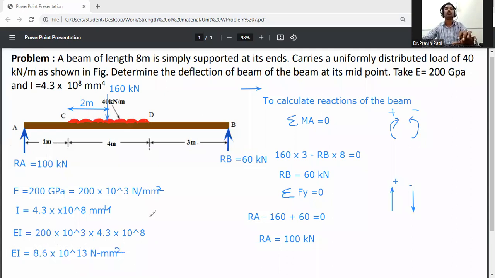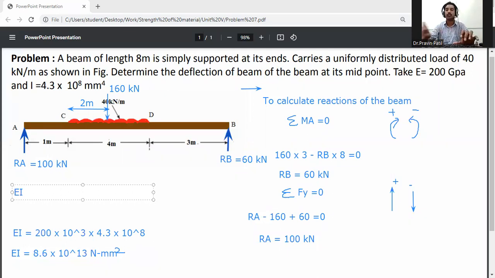Convert it to kilonewton per meter square. Okay. So EI is equal to 8.6 into 10 raised to the power 13. This one is Newton per mm square, so we need to convert it to kilonewton per meter square. First of all, Newton per mm square, we need kilonewton, so it means divided by 1000.